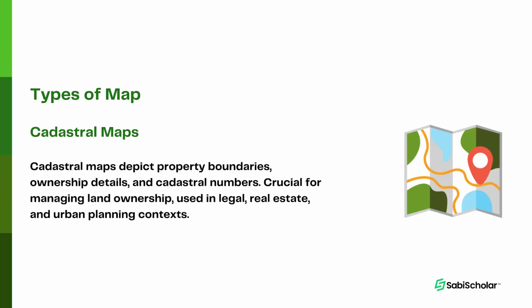So we have the cadastral maps. Cadastral maps are detailed maps showing property boundaries and details of land ownership. It's a map that shows individual buildings and individual properties within a geographical location, showing their boundaries. This particular map is essential for managing and recording land ownership and property boundaries, often used in legal and real estate contexts, not for understanding how a geographical location is, but specifically for private properties.